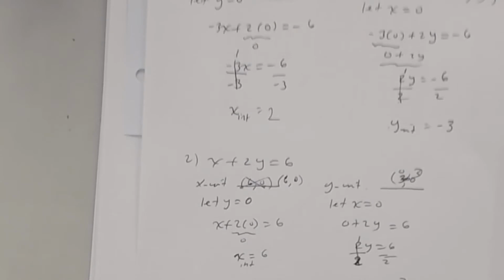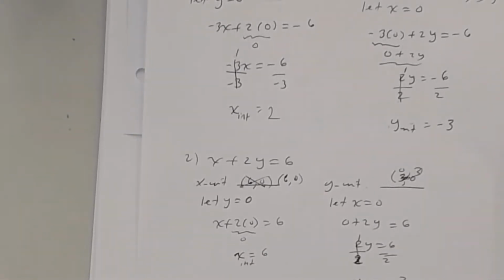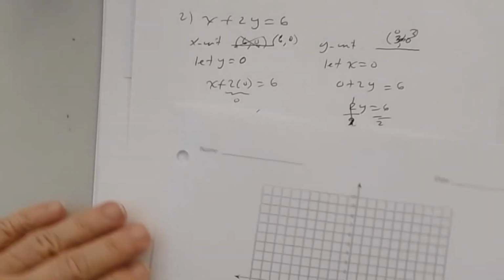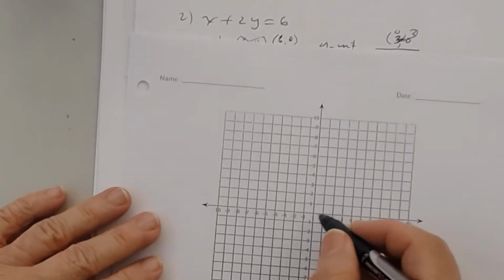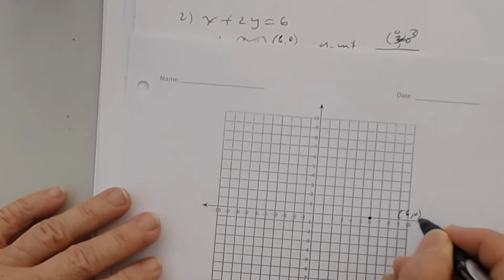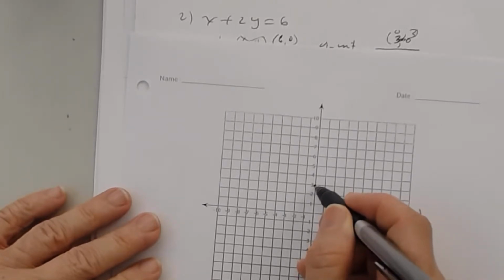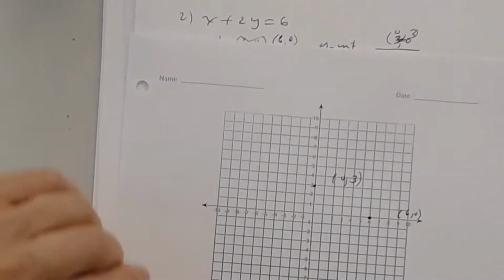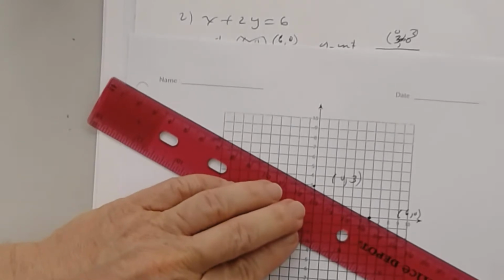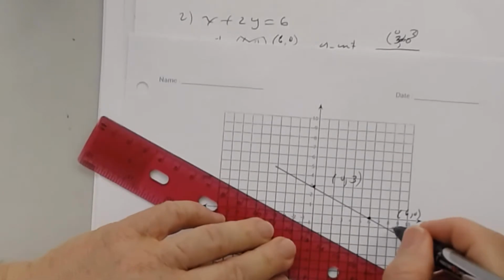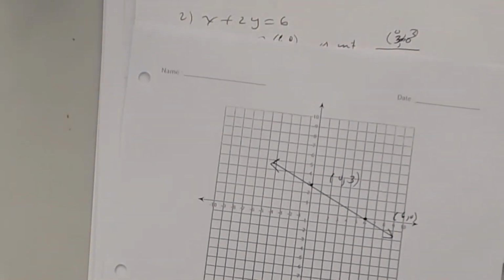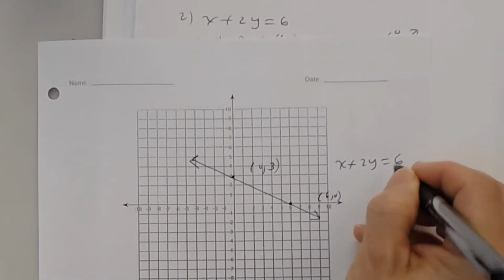Okay. All right. Now we plot those 2 points. So the x-intercept, your point is going to lie on the x-axis. The y-intercept is going to lie on the y-axis. All right, so 6, 0 is here. And then 0, 3 is on the positive y-axis. And then you draw your line and you're done. Okay? So that's the line x plus 2y equals 6.